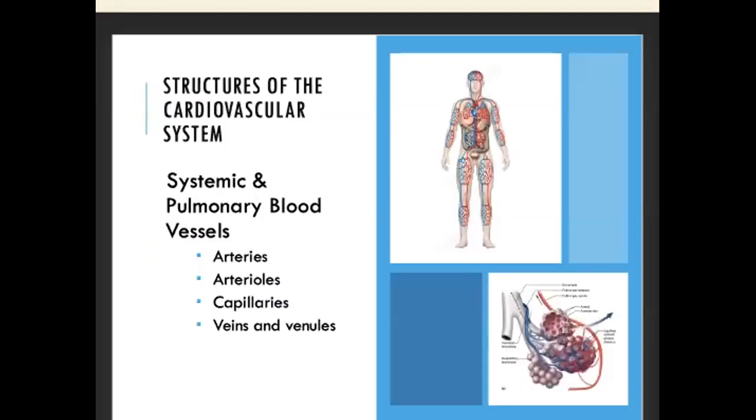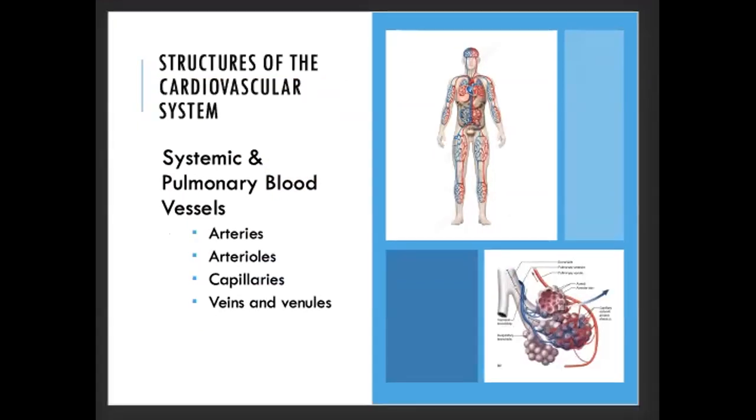So next we have the structure of the cardiovascular system. We know that we have systemic and pulmonary blood vessels. This is the image of the systemic, and these are our pulses that we learned about when we were doing our assessment and vital signs in lab. And then this is the pulmonary capillary network that we learned about in our oxygenation.